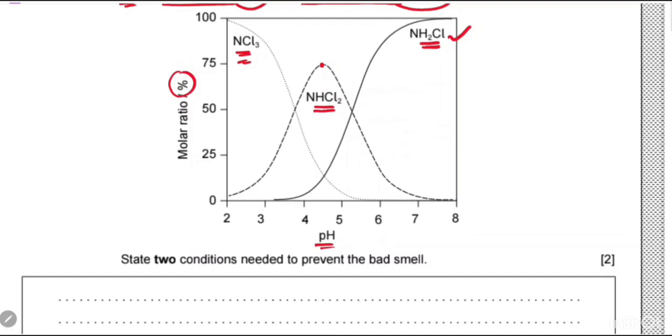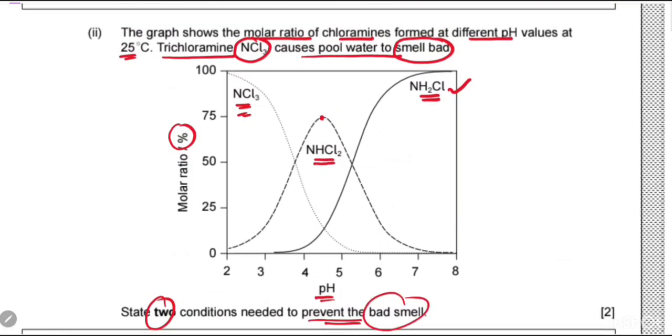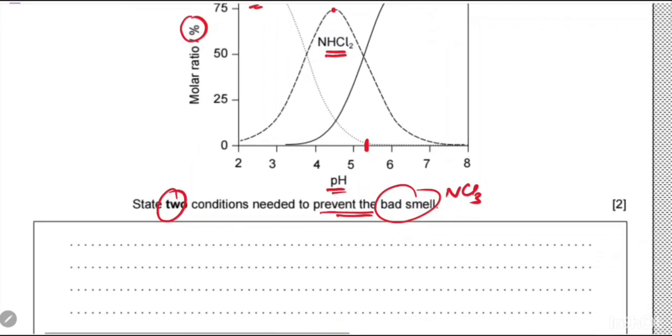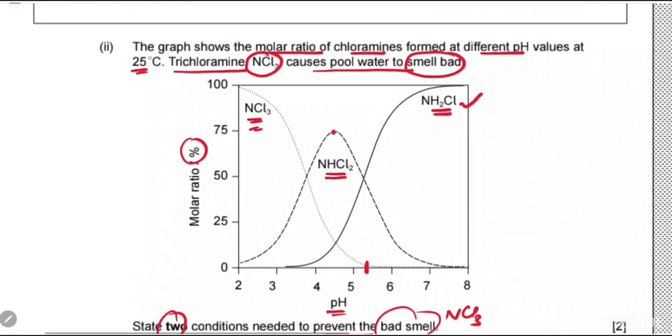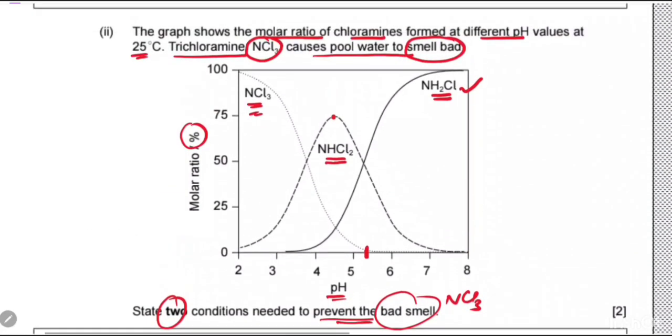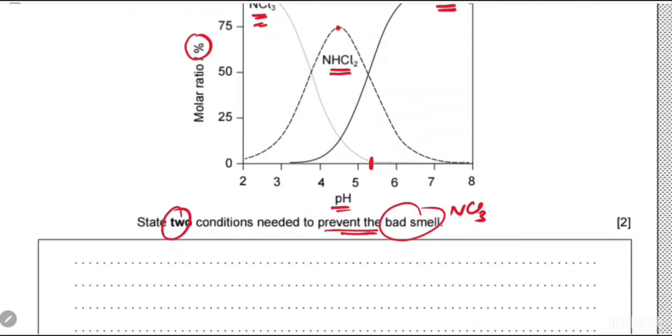Now what the question is asking: state 2 conditions needed to prevent bad smell, and bad smell is because of NCl3. So I have to prevent the formation of NCl3. By this graph I can see NCl3 is formed at lower pH and the formation of NCl3 starts around pH 5.5. So if we keep the pH of the solution of the reaction above 5.5, then formation of trichloramine will not take place as per this graph.